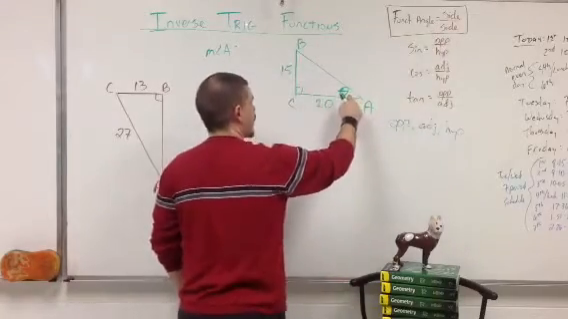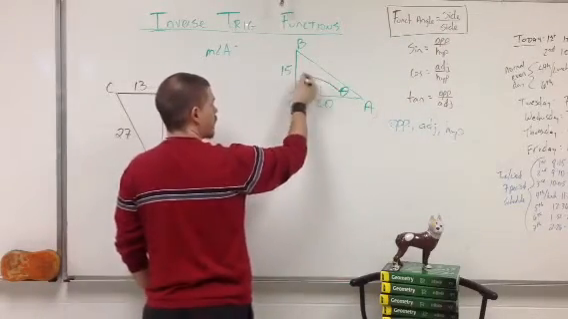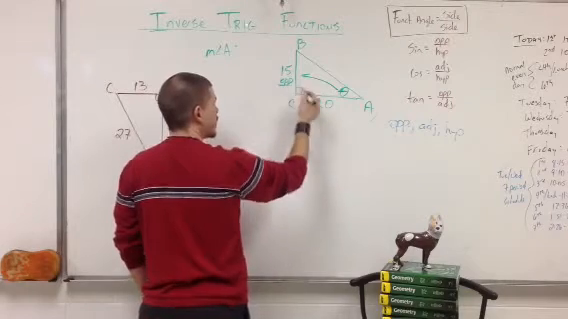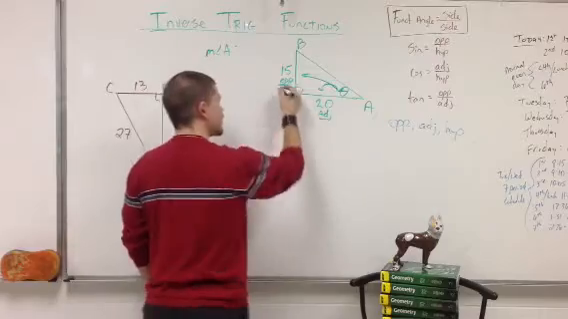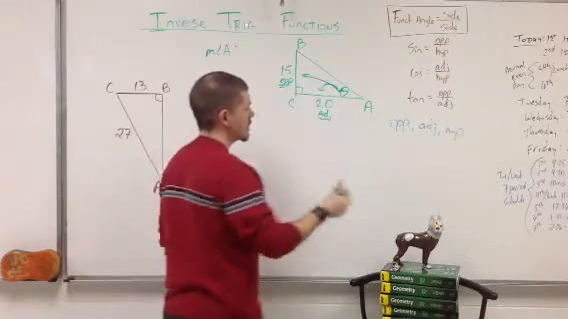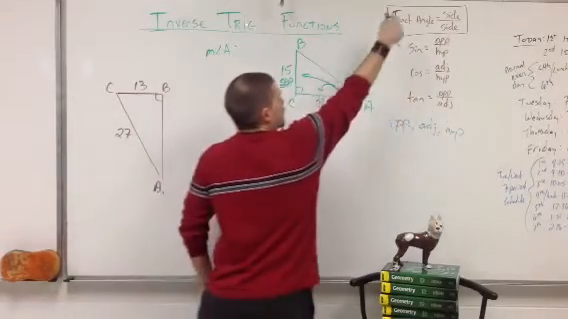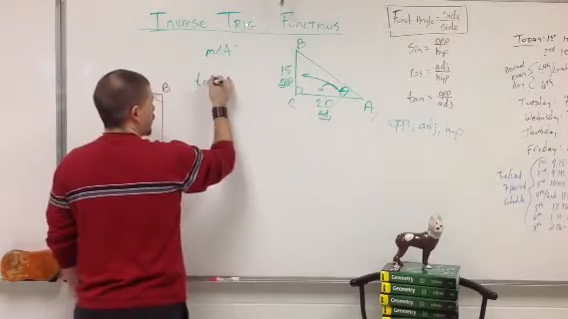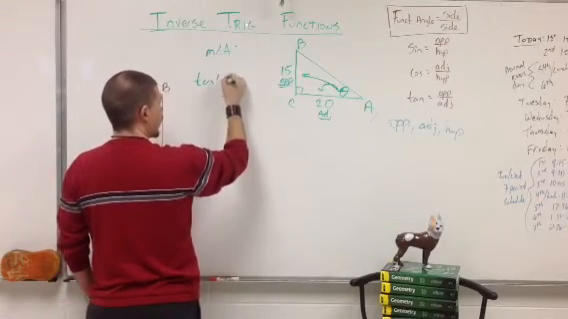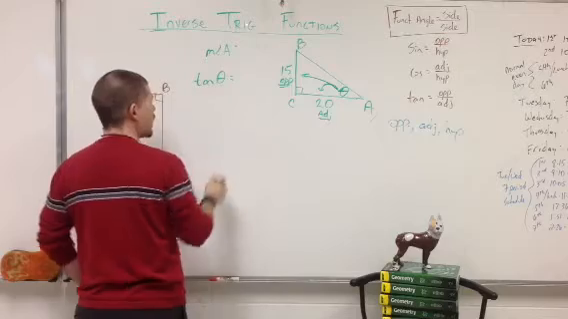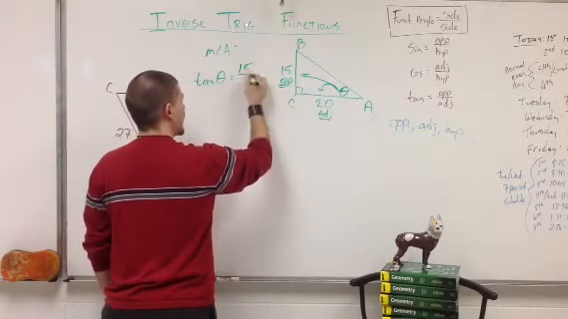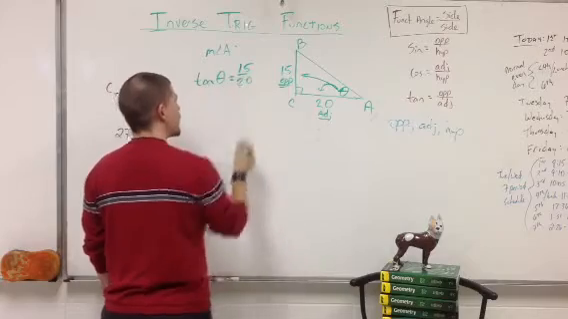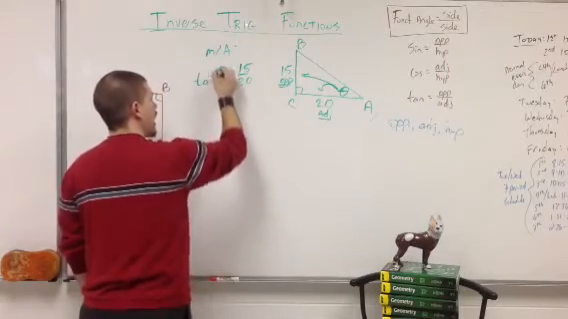So if I take my angle right here, I'm going to go across from there, and that is the opposite. Then I'm going to go adjacent to there: opposite, adjacent, tangent. Formula: tangent of what? Tangent of theta. Theta is what? 15 over 20. It's just a ratio.